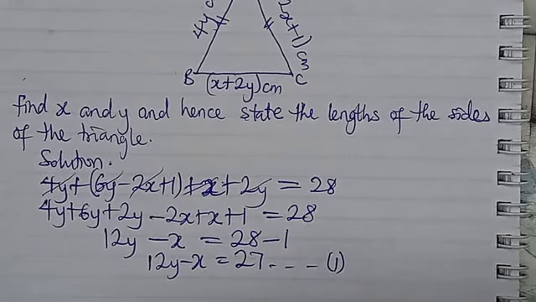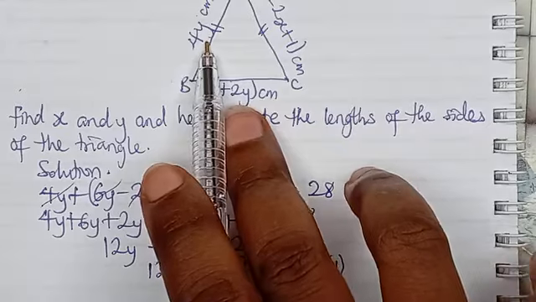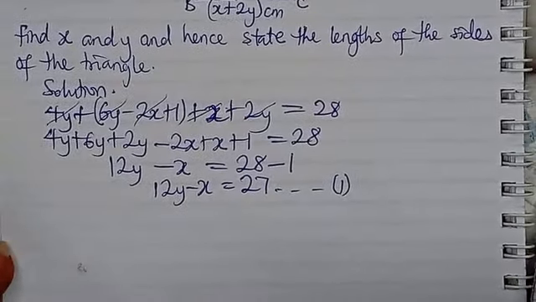Okay. Then, from the triangle, we know that these two sides are equal. That is 4y cm plus this are equal. That forms our second equation.